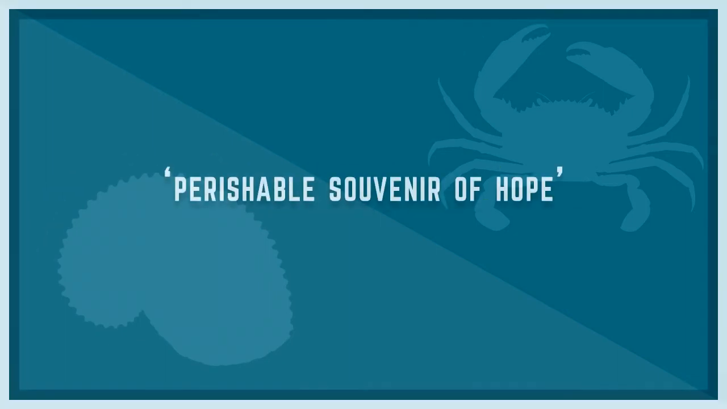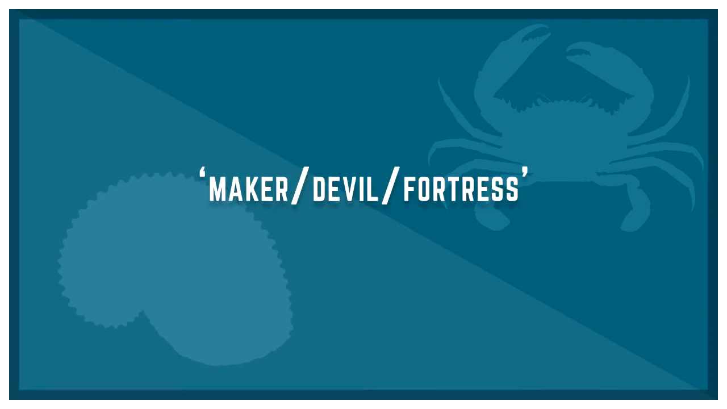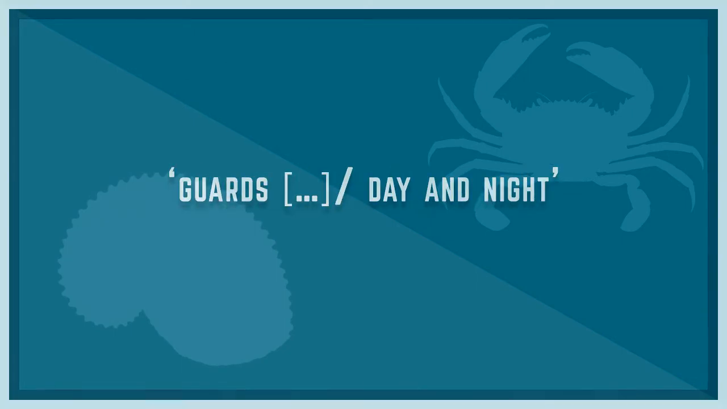The title, The Paper Nautilus, carries motifs of weakness, purity, and delicacy that imply a timid, fragile creature, and while that technically may be the case, with the thin glass shell and the perishable souvenir of hope, the subject of the poem is hallmarked by its strength and determination. The Nautilus here is defined by integrity, a maker, a devil, a fortress who guards day and night.